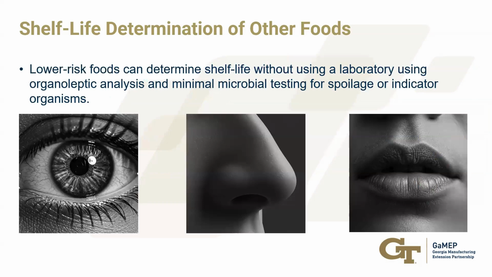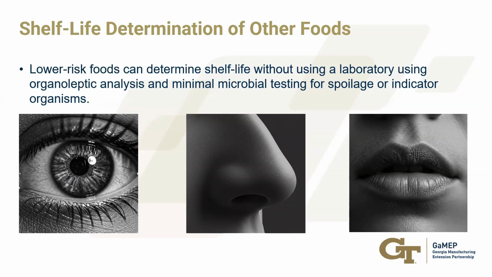Now, when it comes to lower risk foods, thinking about things like baked goods, or even raw foods that the consumer prepares, those foods you may be able to determine the shelf life without using a third-party laboratory, or just sending samples to a third-party laboratory for low-cost spoilage and indicator organism testing. Because for most foods, shelf life is determined by quality. And quality is how a product looks, how a product smells, and how a product tastes and its overall mouthfeel.